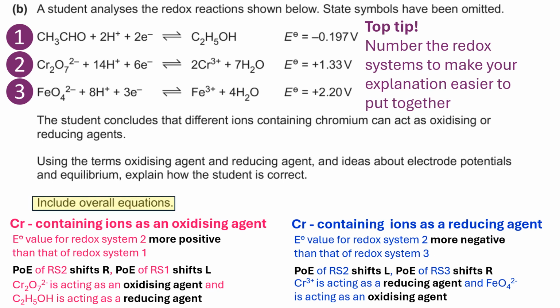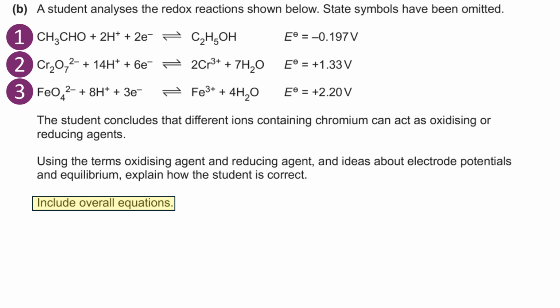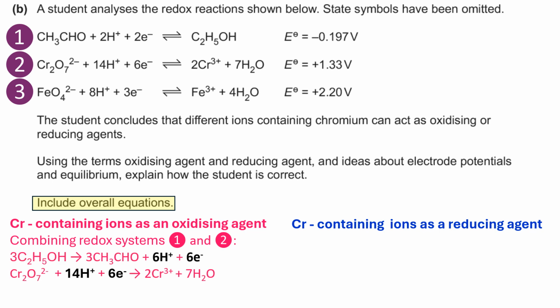Now obviously it says to include overall equations, and I'm out of space, so what I'm going to do now is scrub a bit of the writing at the bottom and replace it with the equations. Obviously the writing at the bottom goes into your answer, but we now need to focus on the equations. So if you combine redox systems 1 and 2, I've highlighted the things that need to be cancelled. So 14H+ and 6H+ will cancel out, leaving 8H+ at the bottom. The 6e- will cancel out completely.